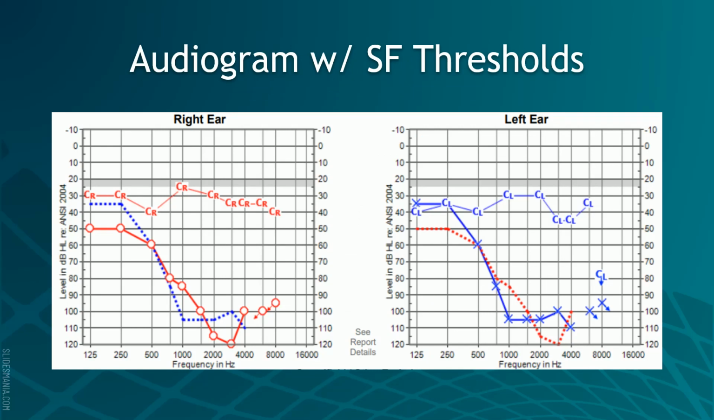We did the audiogram with the sound field thresholds. All the ones that say CR or CL are the sound field portions, and then all the ones with the circles and the X's are the residual hearing that the patient has. Keep in mind, this patient got implanted a couple years ago, so this residual hearing is likely to remain as stable as any other hearing loss would be.